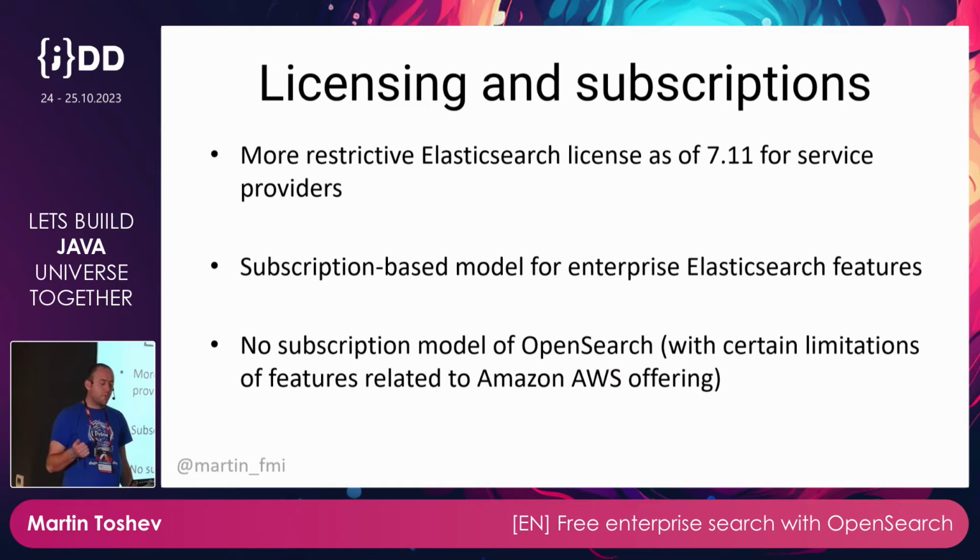There is a subscription-based model for enterprise Elasticsearch features and no subscription model for OpenSearch. So you can use OpenSearch through the Amazon offering, or you can bring your own on-premise cluster with OpenSearch, or you can even bring your own service. You can expose a service for OpenSearch. However, as I mentioned earlier, there are certain limitations of some features that are really bound to the Amazon offering, like cross-cluster replication. There are not many features like that, so you can still use OpenSearch with most of its features without limitation.